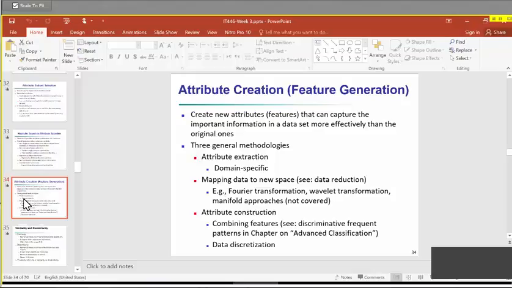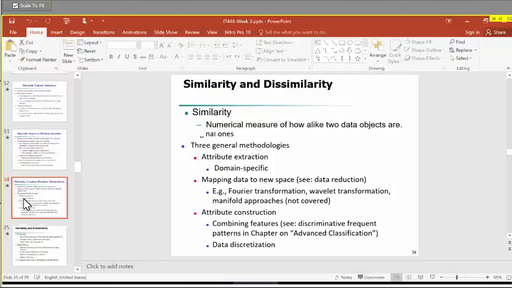Three general methodologies are there. We can extract the attributes from the given problem domain, or we can map data to a new space, or we can have a construction of attributes where we combine different features and patterns. These are discussed in an advanced classification chapter later on in the course.